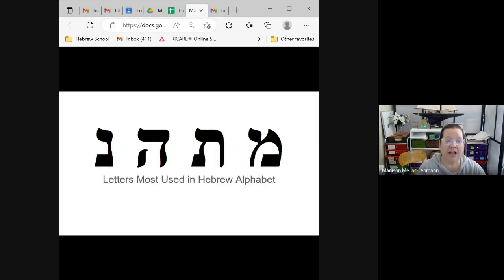Okay, the letters Mem, Tav, Hey, and Nun are the most commonly used letters in the alphabet in the Hebrew language. So these are the ones we are working first. And as you'll know when we get to the end, by learning these letters and some vowels, you can already make words.